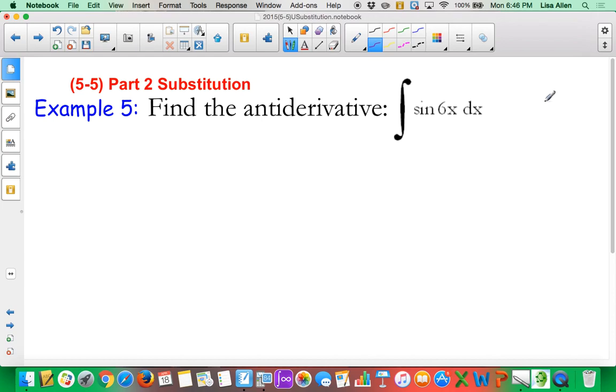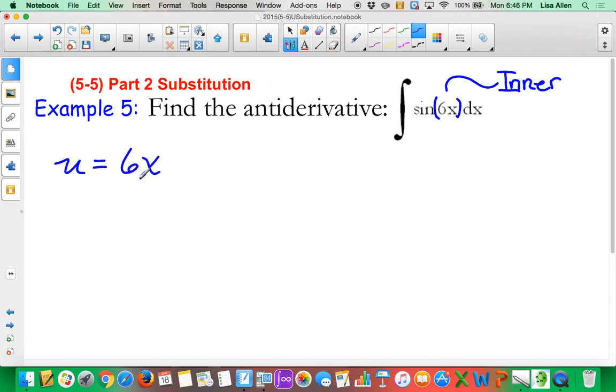And we're back. We're working on 5.5, part 2 with the substitution method, so working on integration. With example 5, you can see that we have the sine of 6x. If you take a close look at it, the 6x definitely looks like the inside function. So I'm going to say u is equal to 6x.